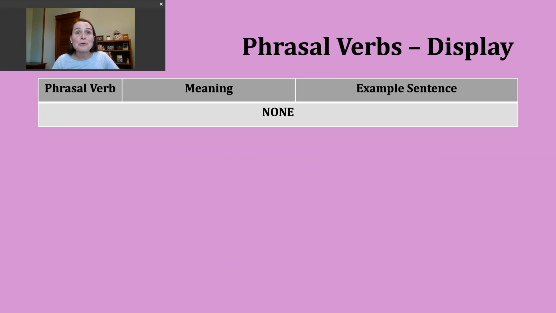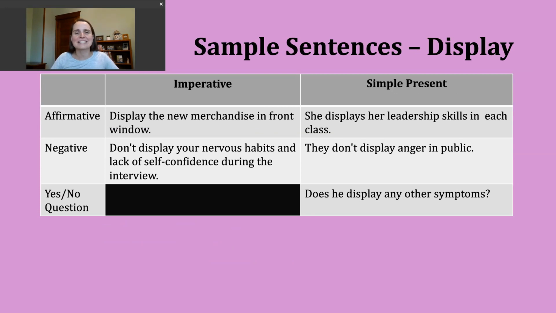There aren't any additional phrasal verbs that we need to study, so we're going to move on and review a couple verb tenses now. Today, we're going to talk about the imperative and the simple present. Let's start with the imperative.